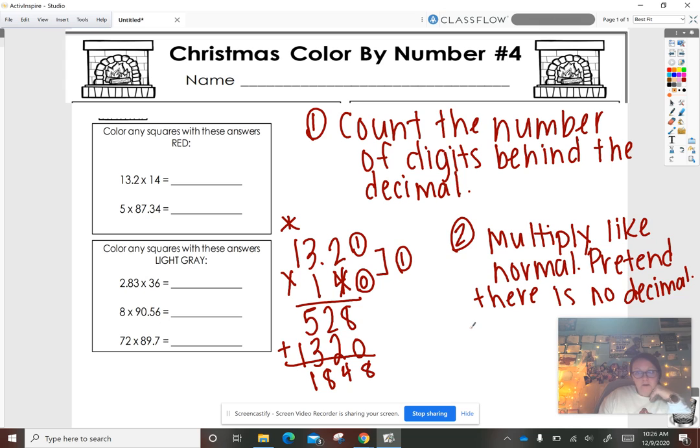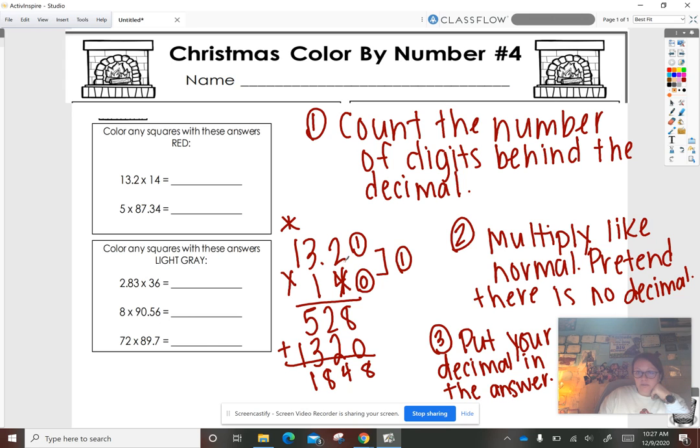Am I done? No, because step 3, remember, is put your decimal in the answer. So how many times do we need to move it over? 1, because there's only one number behind the decimal here. If there is no decimal, it's at the back. We bring it over one time. So my answer is 184 8/10.